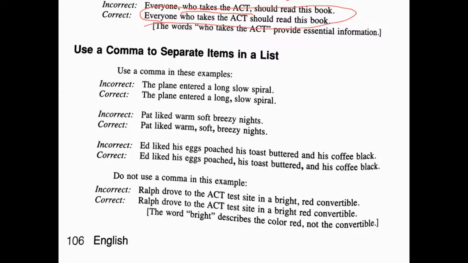This stuff we're pretty good with, right? You use commas to separate a list. The plane entered a long, slow spiral. Pat liked warm, soft, breezy nights. Ed liked eggs poached, toast buttered, coffee black. Here's one you might want to watch out for. Bright red convertible. You don't want to have a comma there because it's not really a list. It's more like an adjective, a descriptive phrase. So you don't want to put a comma in there.